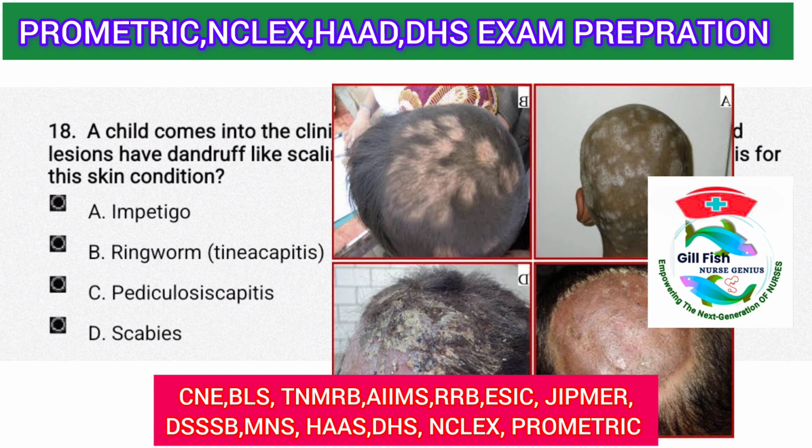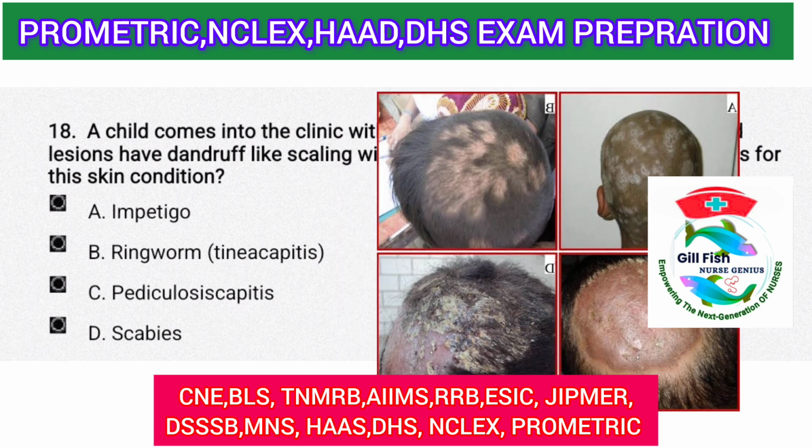Actually, what are the conditions? Several lesions on the scalp and the round lesions have dandruff-like scaling with the hair. So if dandruff is coming, that means it is related to ringworm, tinea capitis. So option B will be the correct answer. I think if you look at the picture, you will understand it.